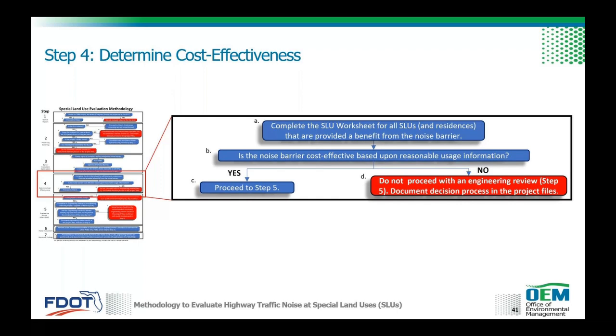The noise analyst should be clear to the property owner that an evaluation of noise is being performed and that the determination of a noise barrier is merited. It has not yet been determined. So after obtaining this usage information, the noise analyst should ensure that the usage data is indeed reasonable. If the provided usage data seems unreasonable, the district noise specialist should be consulted.